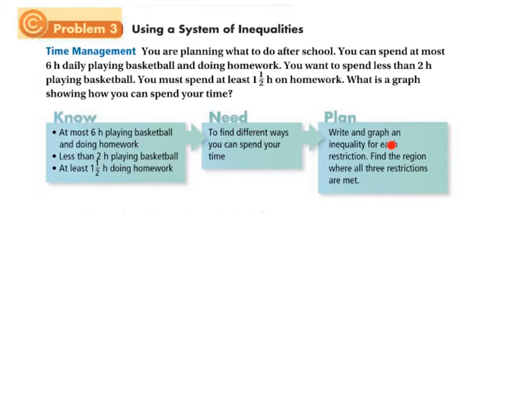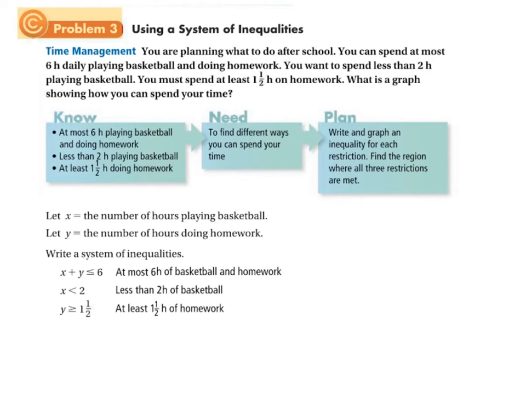It says write and graph an inequality for each. We need to define the variables first, and then we're looking for that region where they are all coming together. So let x equal the number of hours playing basketball, and let y equal the number of hours doing homework. Notice that when they define the variables, they say how we are measuring those things. We're using the units of hours, okay? Number of hours.